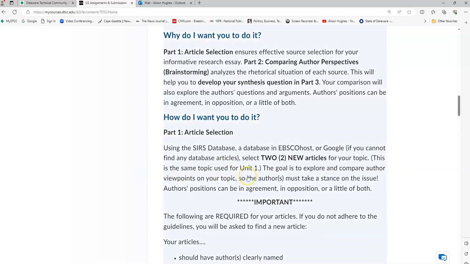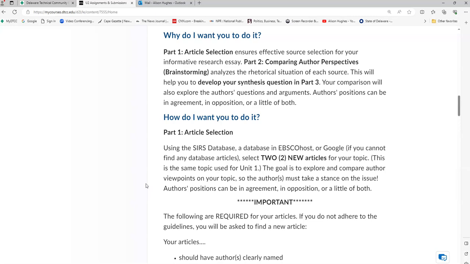Okay, so when you are looking for articles, the biggest thing I can tell you is just make sure the authors are taking a stance on the issue. The authors are arguing a position. A strictly informative article is not going to work for this assignment. They must be arguments. Okay, so they must be stating a position. They must be taking a stand. Okay, so make sure you're looking for that type of argumentative language.